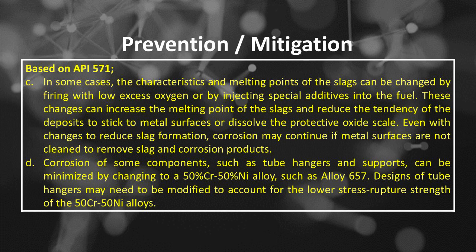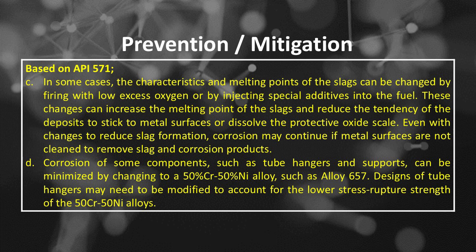Number D. Corrosion of some components, such as tube hangers and supports, can be minimized by changing to a 50% Cr, 50% Ni alloy, such as alloy 657. Designs of tube hangers may need to be modified to account for the lower stress rupture strength of the 50 Cr, 50 Ni alloys.